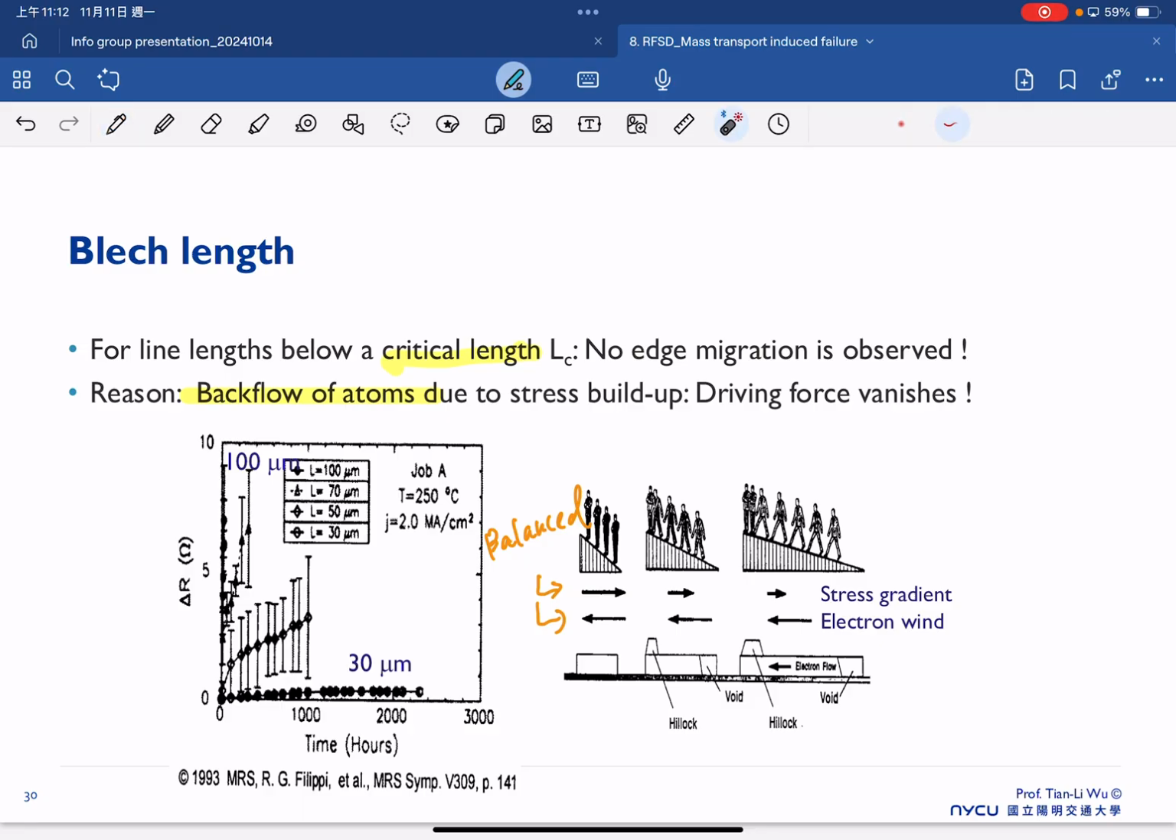So you can look at this experimental result. This is a case with 100 micrometer. And also, this is a case for 30 micrometer. So now we can see, when we consider a length of 30 micrometer, basically we won't see any obvious resistance increase. So that means in this case we won't see any degradation. That's good for this reliability study, because in the end we won't see any degradation happen.